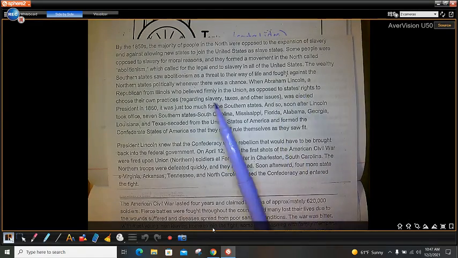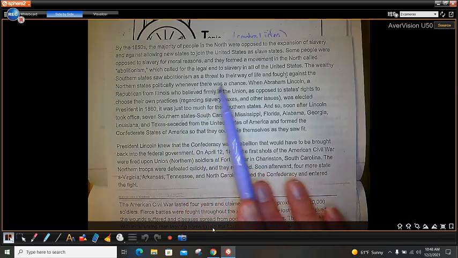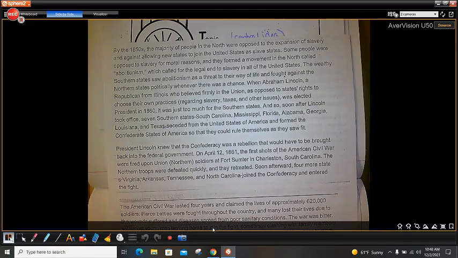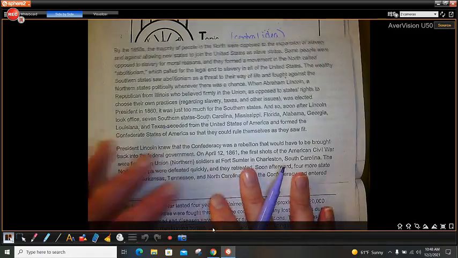When Abraham Lincoln, a Republican from Illinois who believed firmly in the Union as opposed to states' rights to choose their own practices regarding slavery, taxes, and other issues, was elected president in 1860, it was too much for the southern states. And so soon after Lincoln took office, 7 southern states, South Carolina, Mississippi, Florida, Alabama, Georgia, Louisiana, and Texas, seceded from the United States of America and formed the Confederate States of America so they could rule themselves as they saw fit.